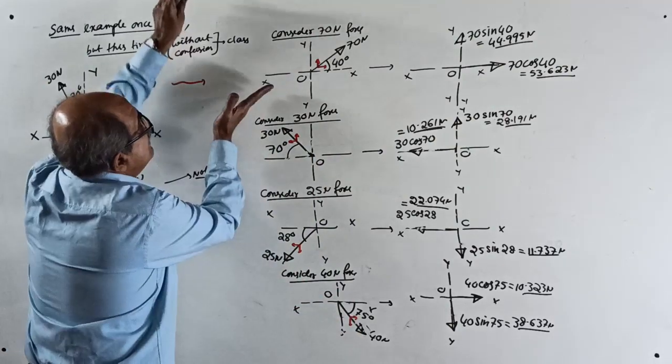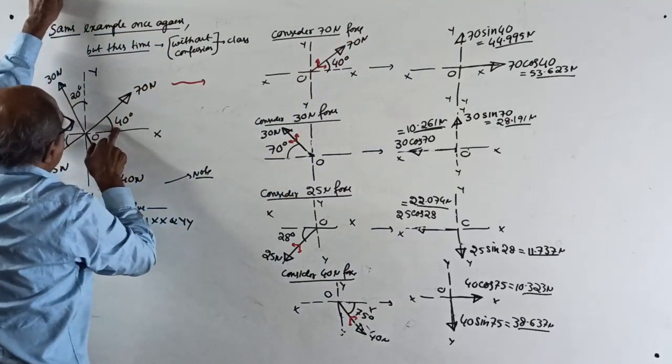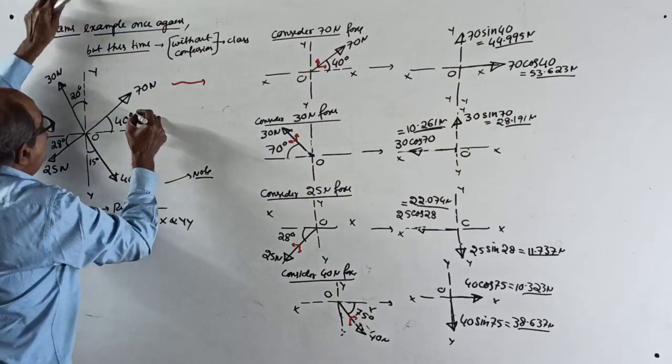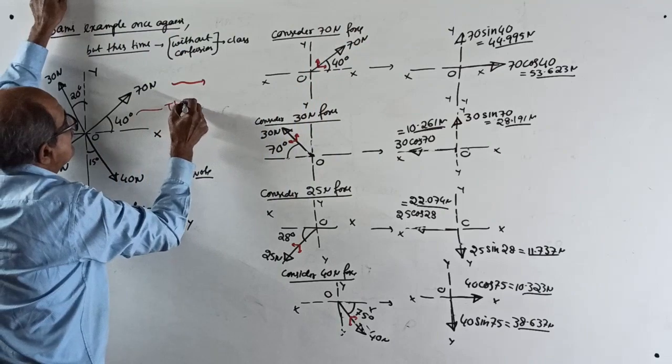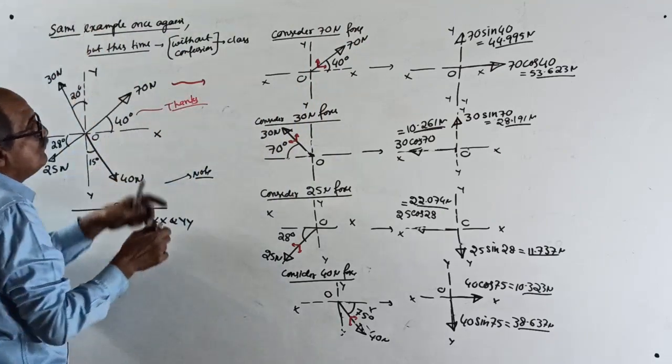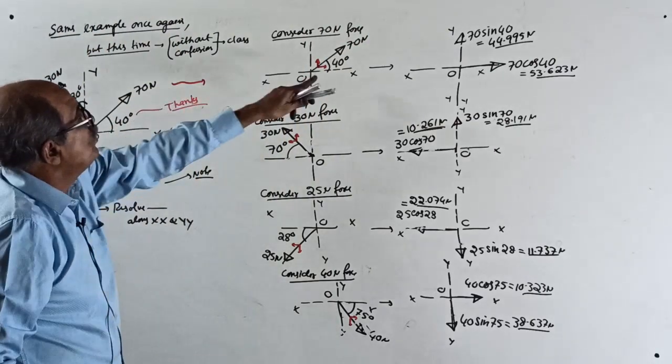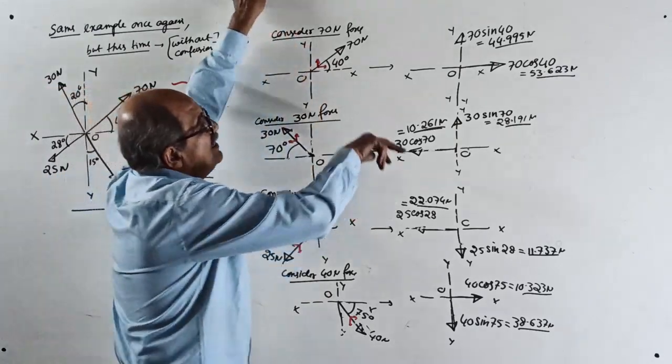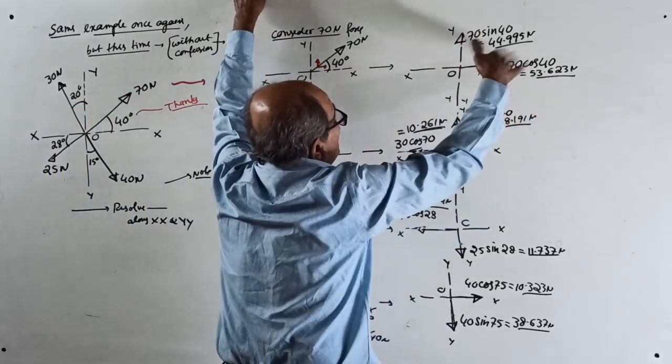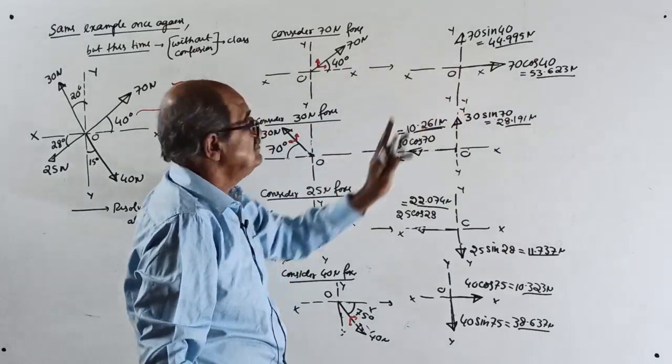Okay, now start. 70 given, 40. Because we want angle with xx, and they told with xx, therefore 70 cos, 70 sine. Same as last time's answer.